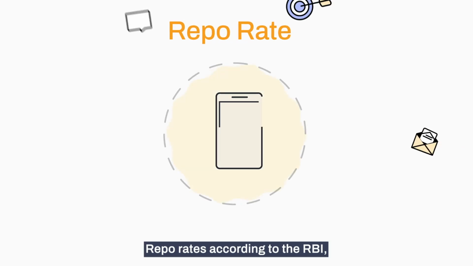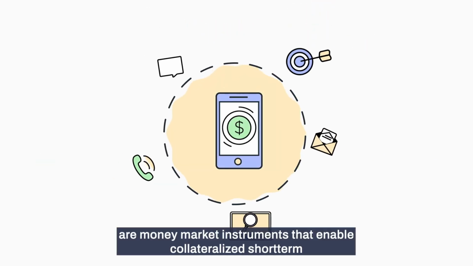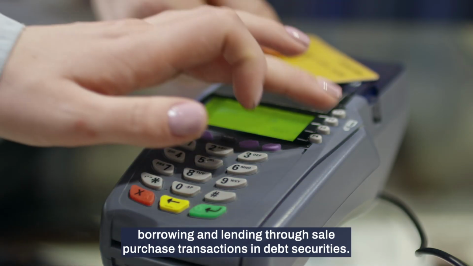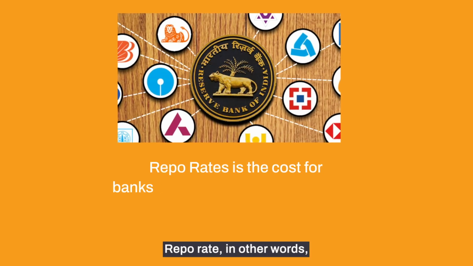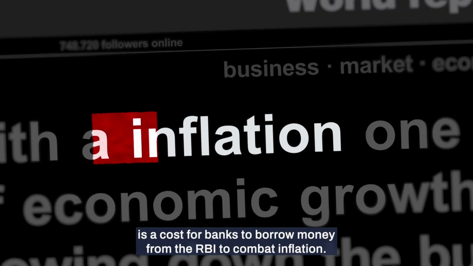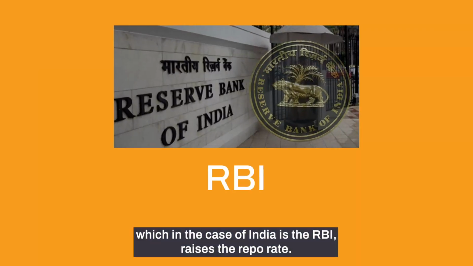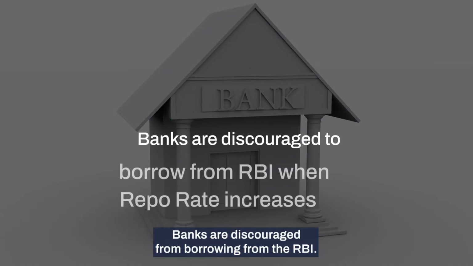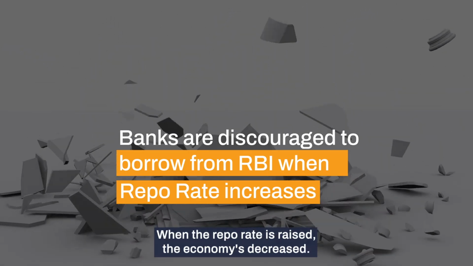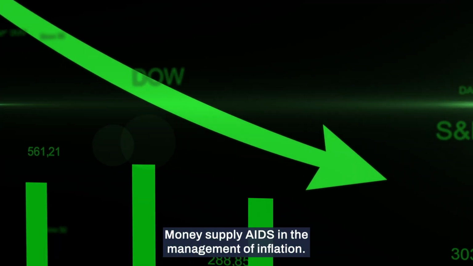Repo rates, according to the RBI, are money market instruments that enable collateralized short-term borrowing and lending through sale purchase transactions in debt securities. Repo rate, in other words, is the cost for banks to borrow money from the RBI. To combat inflation, a nation's central bank, which in the case of India is the RBI, raises the repo rate. Banks are discouraged from borrowing from the RBI when the repo rate is raised. The economy's decreased money supply aids in the management of inflation.